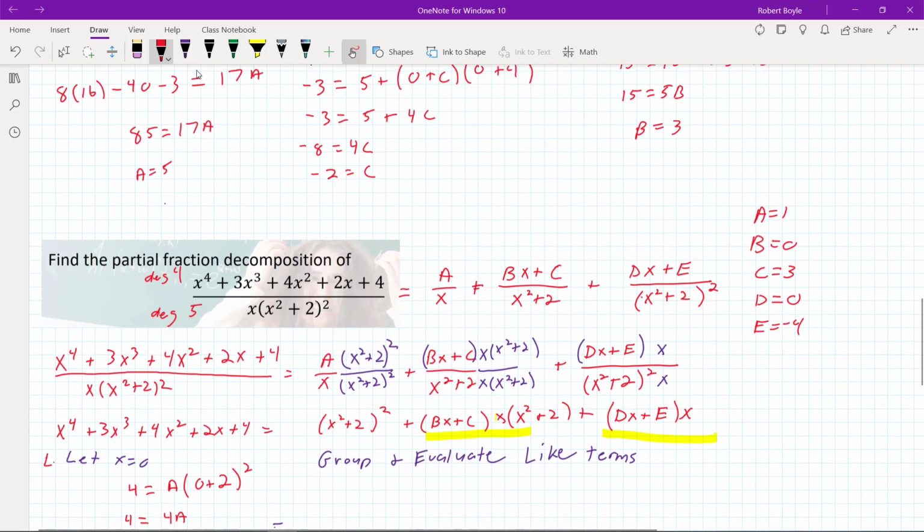And so now we can actually write our answer. We can write our expansion. a is equal to 1, so this becomes a 1. b is equal to 0, c is equal to 3, so this becomes 3. And then d is equal to 0 and e is equal to minus 4, so this is going to become minus 4, and this right here will be our answer.